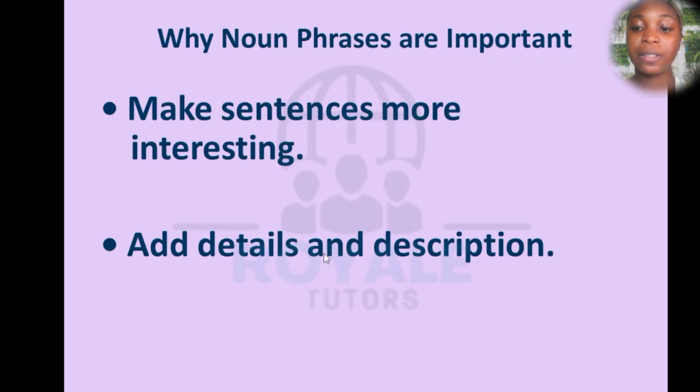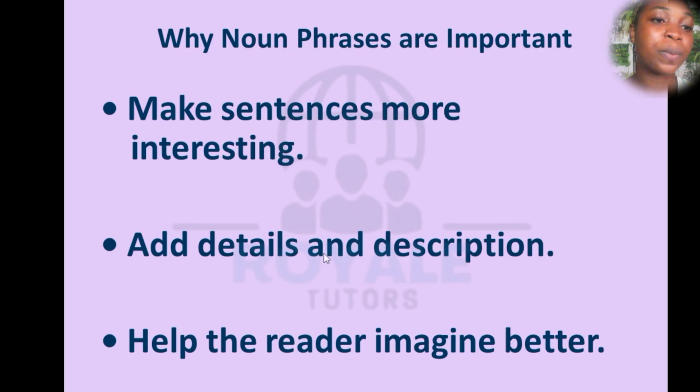And another reason is to help the reader imagine better. Let's look at it. The big dog with sharp teeth. Your imagination is open. You can think of a dog with sharp teeth, and not only does it have sharp teeth, it is also a big dog. So that is one of the importances of a noun phrase.